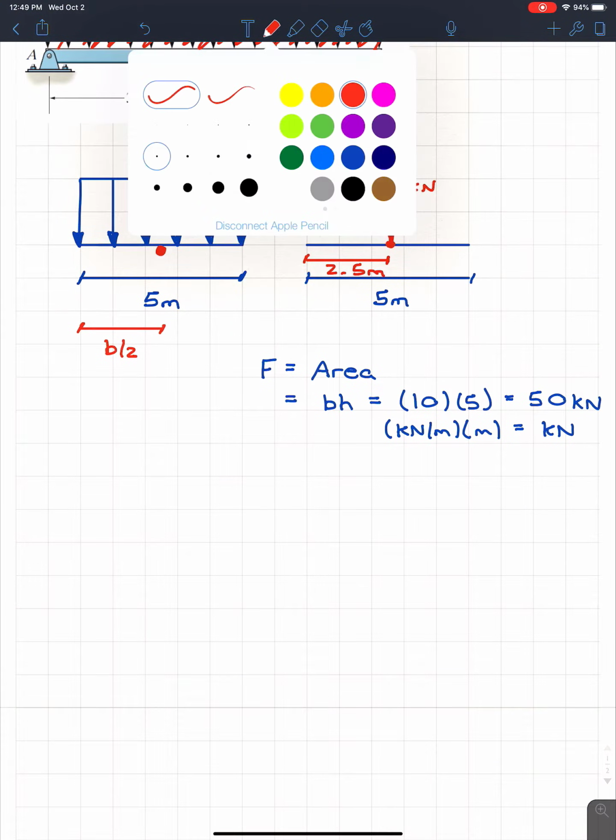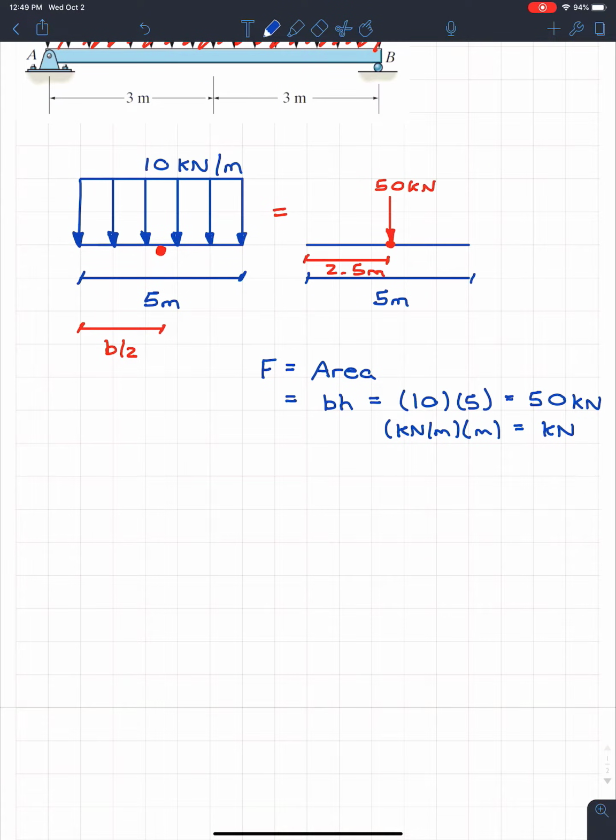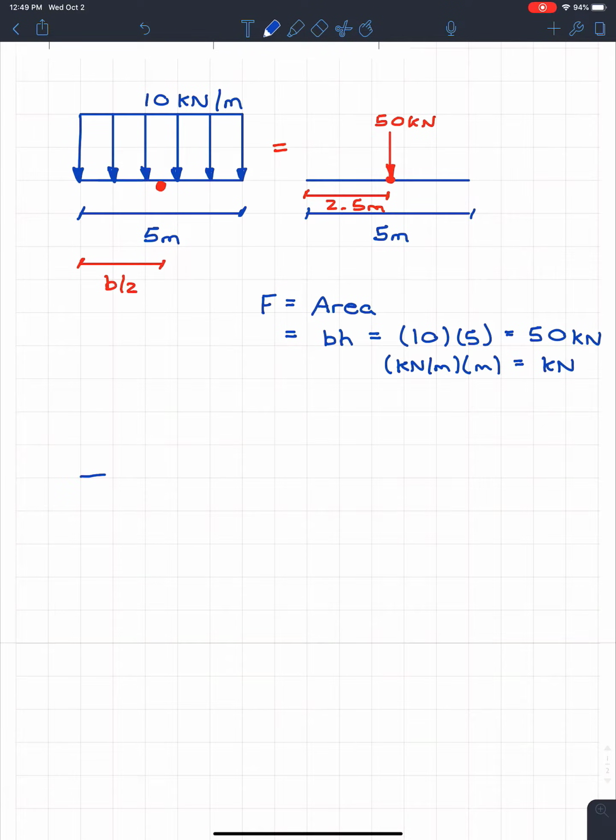We can do the same thing for a triangular case, and the triangular case is the one that's going to try and stump most people. So let's just take the same length, and let's just do the exact same as before. Let's just make it a triangle. Let's say that the height at the top here is 10 kilonewtons per meter, and it acts over a distance of 5 meters.